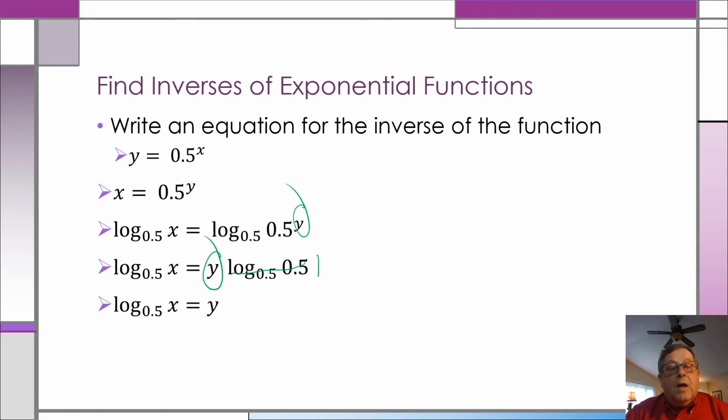And when we do, we're left with the log base 0.5 of x is equal to y. And if I just flip that around and rewrite it, I would say that y is equal to the log base 0.5 of x. So we have found the inverse of the exponential function y equals 0.5 to the x, using techniques that we've learned before.